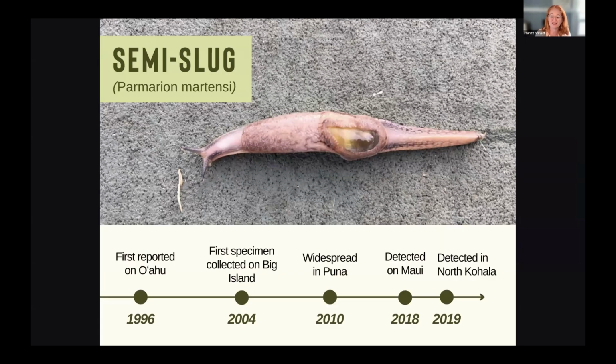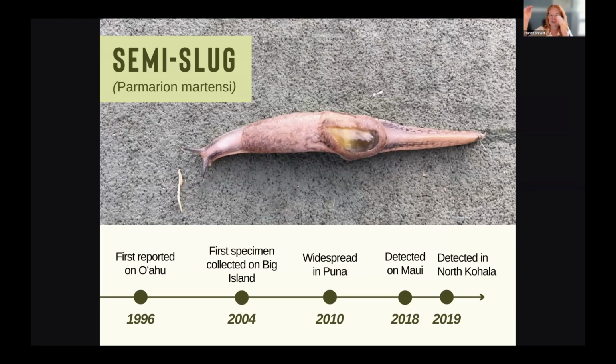And then in 2019, one of our teachers from North Kohala had taken the students out to do a slug hunt and sent this very picture that you're seeing on your screen into us and said, "My kids found a weird one today. What is this?" And then we knew that semi-slug was in Kohala. It had never been reported in Kohala before. So we had two really severe cases of rat lungworm pop up in Kohala that same month.